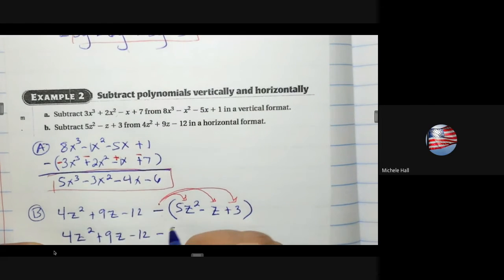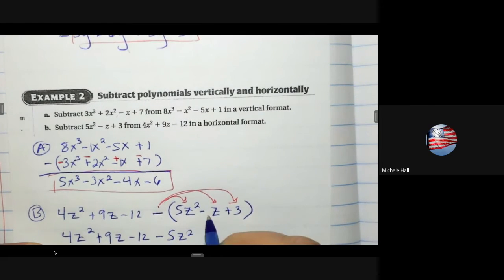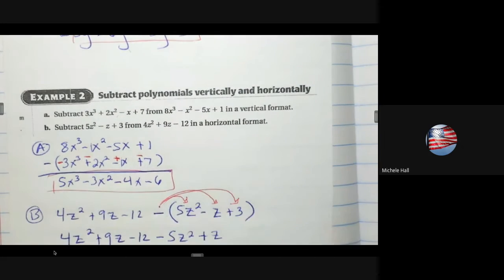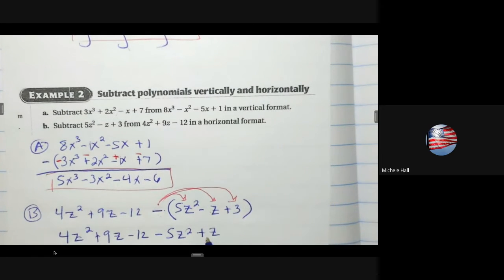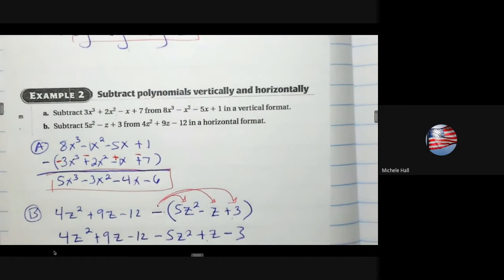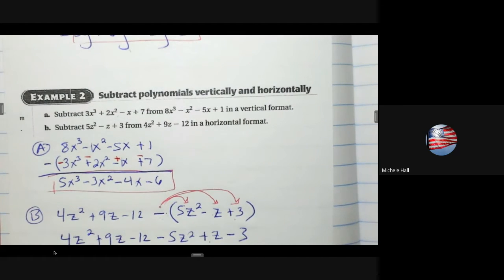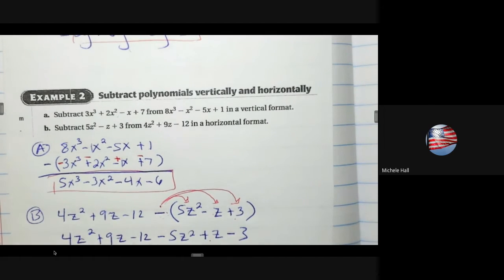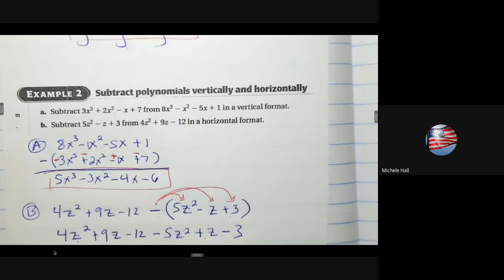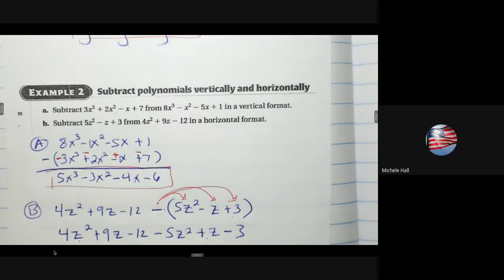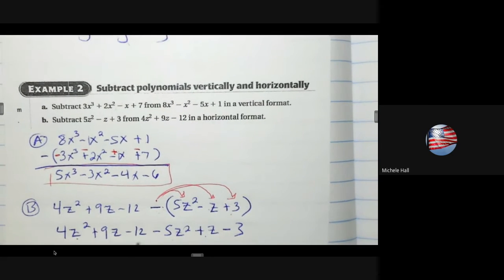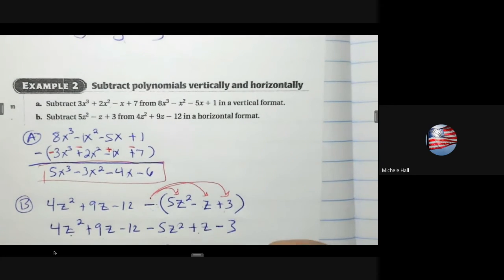Minus 5z squared. A negative times a negative is a positive z, and then a negative times a positive is a negative 3. Now I'm ready to combine my terms. We have 4z squared minus 5z squared, negative 1z squared, and then 9z plus 1z is 10z, and then negative 12 and negative 3 is negative 15.